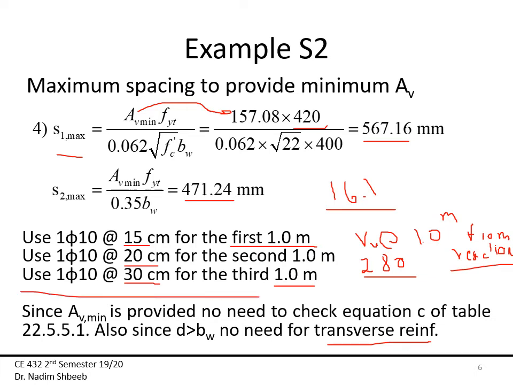So this probably would be my final design. I'm going to use 1 phi 10 every 15 centimeters for the first meter, then 20 centimeters for the second, and then 30 centimeters for the last meter. And then obviously this is going to happen on the other side of the center line as well. So this will be the end of this example.